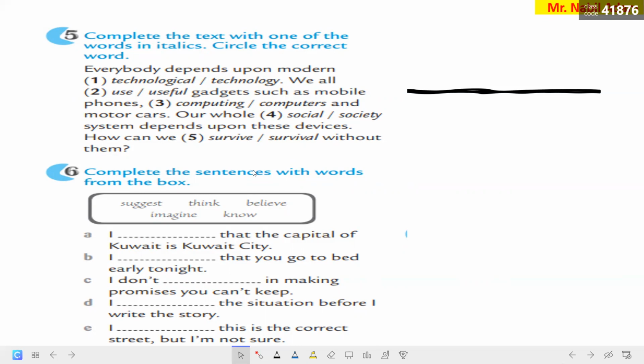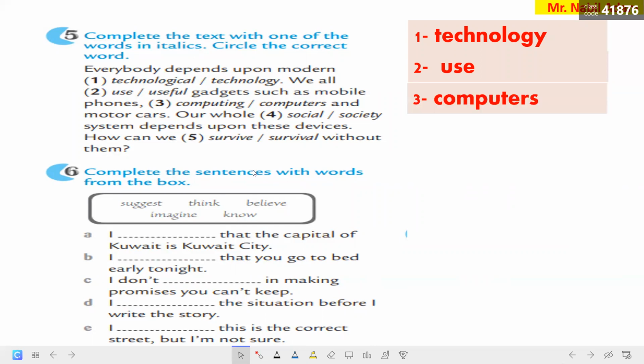Everybody depends upon modern technology. We all use gadgets, such as mobile phones, computers, and motor cars. Our whole social system depends upon these devices. How can we survive without them? How can we survive?